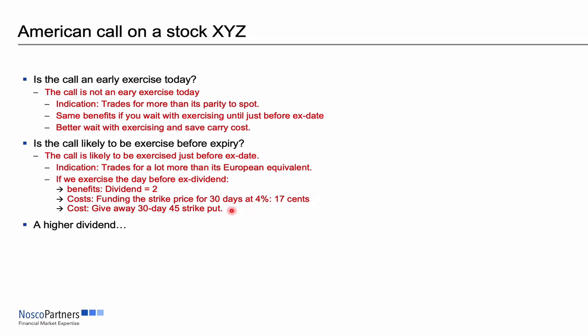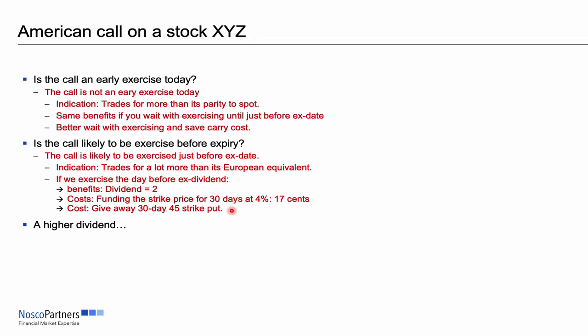And then I give away the put, the 45 strike put. But remember, we just calculated that on the previous slide. We calculated that the value of the 45 strike put is just about 65 cents. Why do I know that? Because the European 45 strike call has a volatility value of about 65 cents. That's the value of the put.